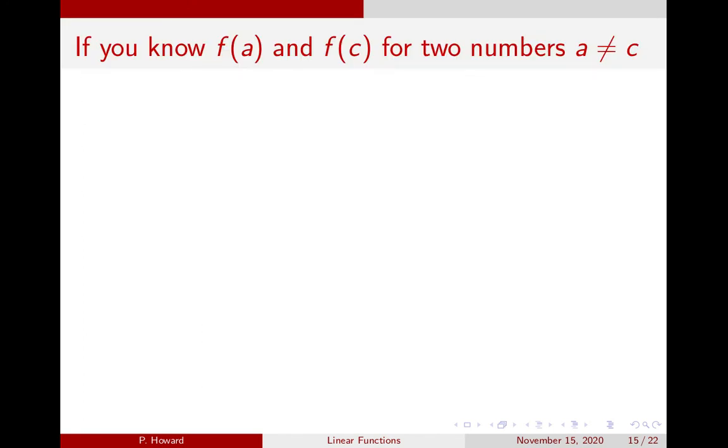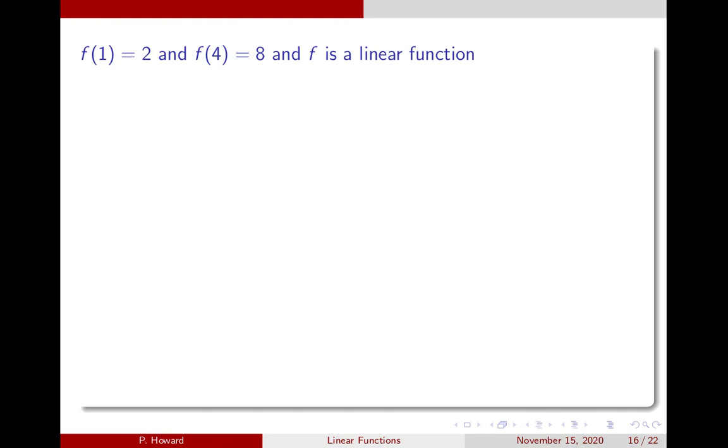Okay, here's something else you can do. If you know f of a and f of c for two different numbers a and c, you can find the slope. You can find the number m. So let's try this out on an example.